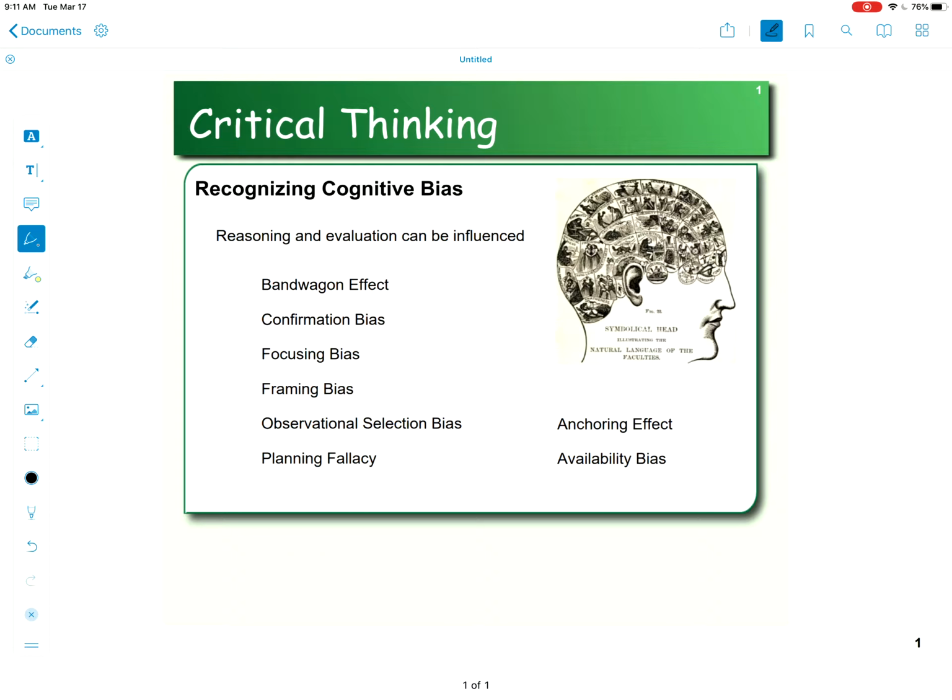Alright, so let's assume that you have completed that worksheet. So now let's look at different types of cognitive bias and how our decisions and recommendations can be influenced. So we'll start with the idea of the bandwagon effect. The bandwagon effect is where you think things because others do.